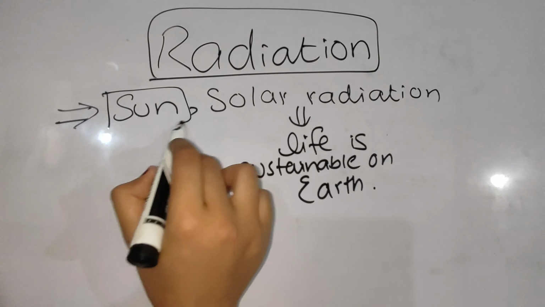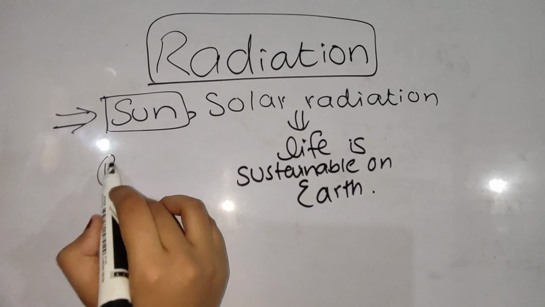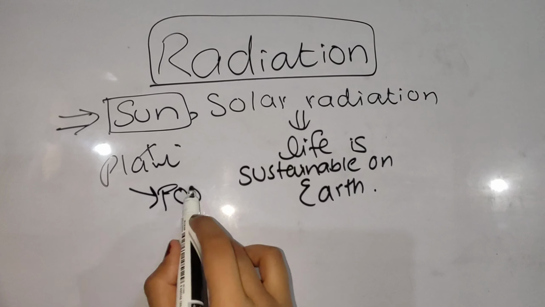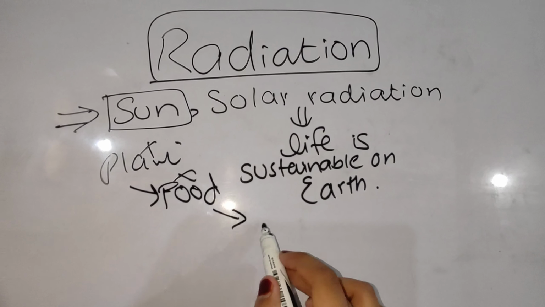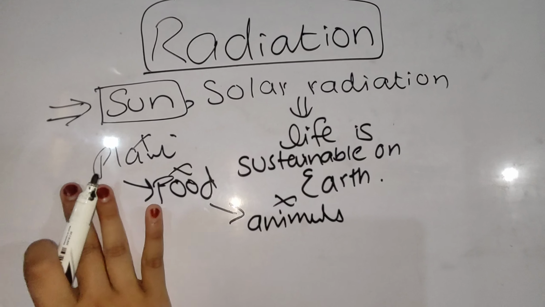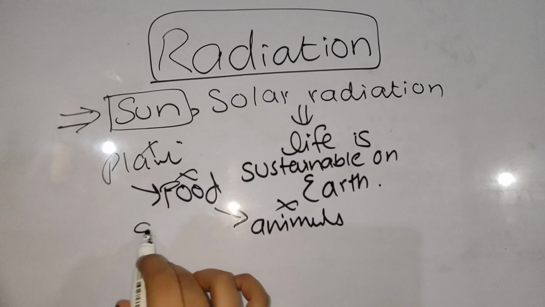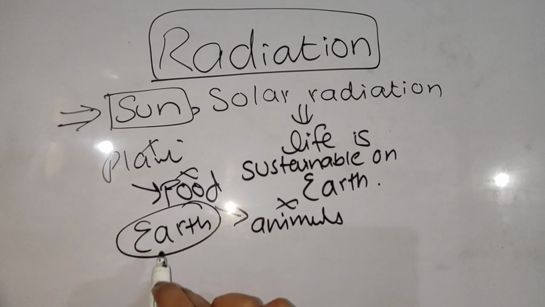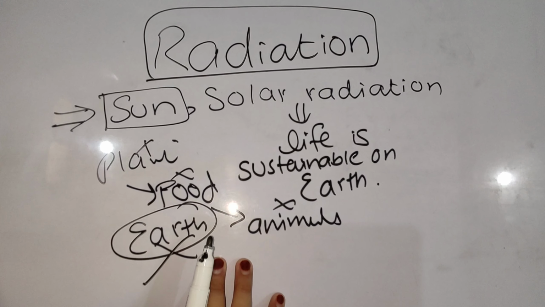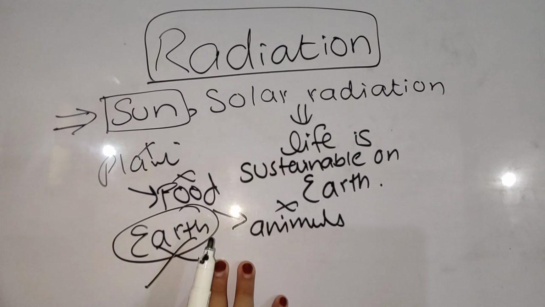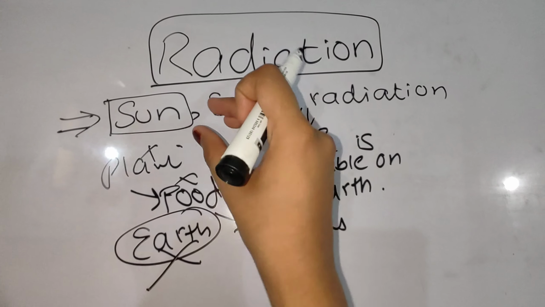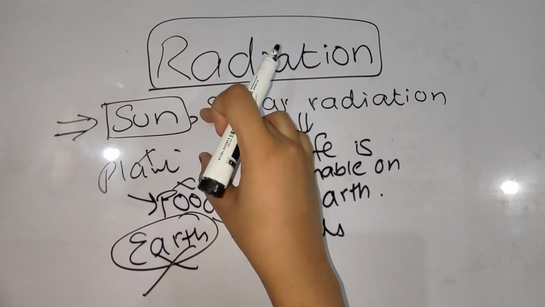Because when there is no sun, there is no photosynthesis in plants. When there is no photosynthesis, there is no food. When there is no food, animals and humans can't live. So plants can't live, animals can't live, and the Earth is not sustainable. Life is only sustainable on Earth because of the sun. The sun is very important. It is a primary factor.